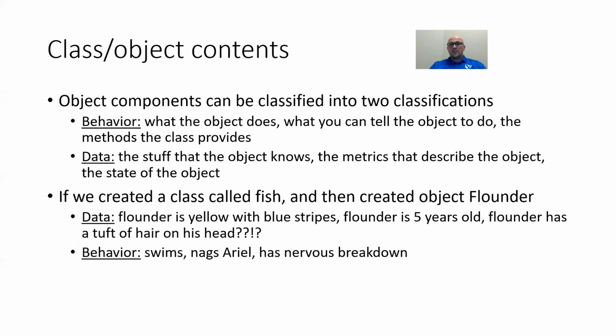Okay? For example, think of the fish Flounder on The Little Mermaid. He was yellow, he had blue stripes, and Ariel could reach out and pat his little head. I don't know, he was all head. All right? So Flounder was an object. He was 5 years old. He had a tuft of hair on his head, and some of the things he did was swim and nag Ariel and freak out, okay? Flounder was an object. Fish is the type of object he was, or the class of object that he was.